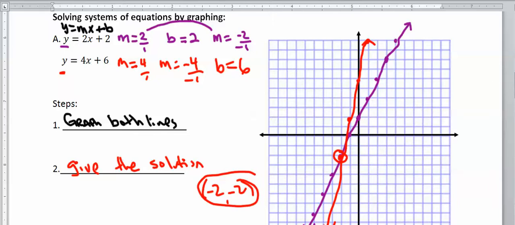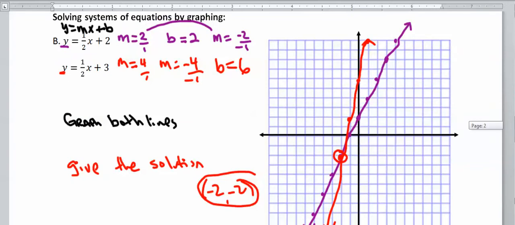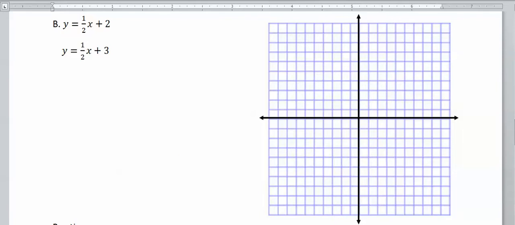Alright, so I want you to pause the video real quick and try this one more example. Okay, example B on the back, and see what you get. Okay, so what you should have gotten, for the first line, I've got my slope is equal to 1/2, and your y-intercept was equal to 2. Okay, so let's graph that. The y-intercept, start here, is 2.